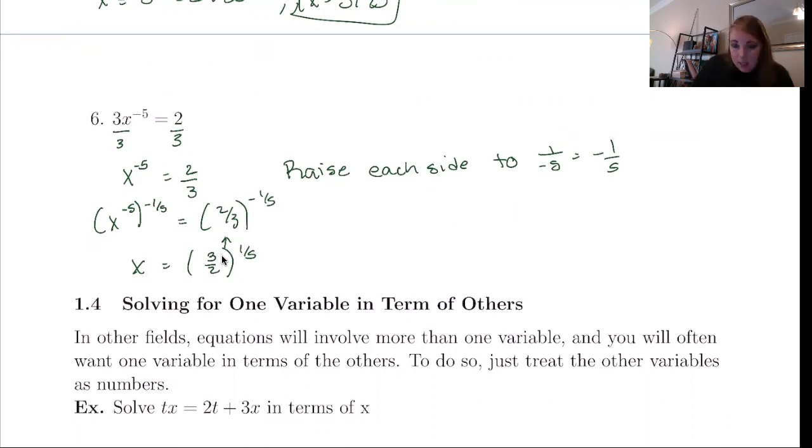All right. And then I can just rewrite that as, if I wanted to, this is a perfectly fine solution right there, the fifth root of 3/2. Some people will be like, oh, you can't have that in there. And then you have to rationalize it.